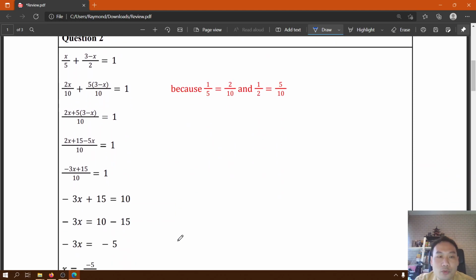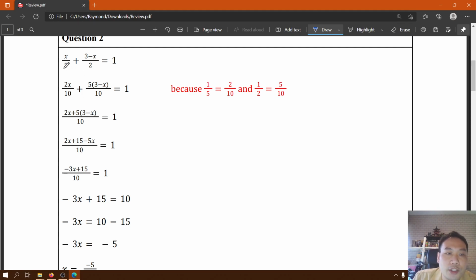In the second question, we have an algebraic equation, right? And we are told to solve. So solving it means we are supposed to find the value of the unknown. In this case, it is x. So we are going to apply the same understanding as the earlier question, question 1, right?